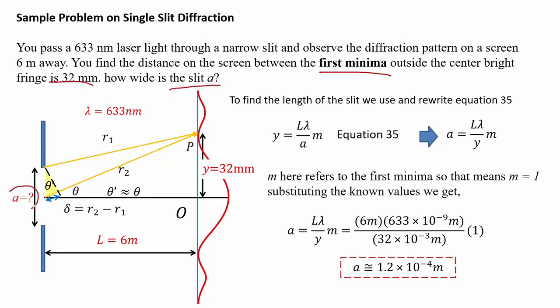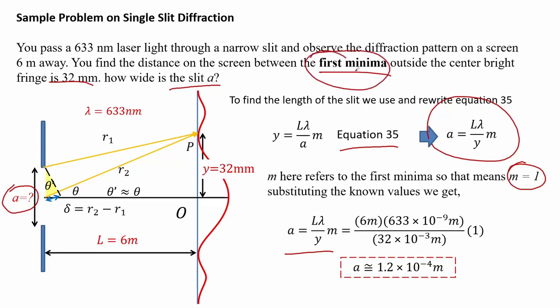To find the width of the slit, we use equation 35. We rewrite this to solve for the distance as shown here. M here is equal to 1 since we are talking about the first minima. We then substitute the rest of the known values and obtain the value of a, which is about 1.2 times 10 to the power of -4 meters.